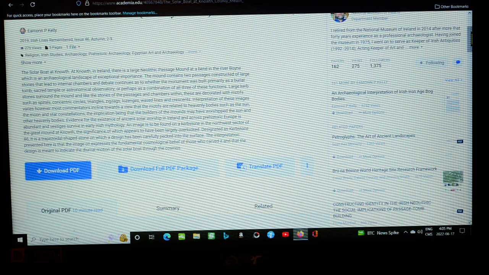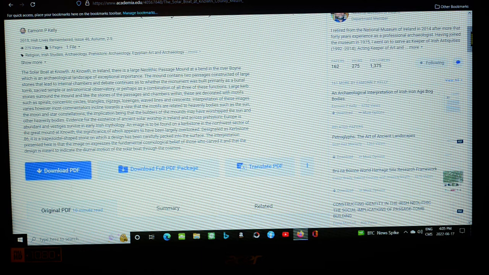expresses the fundamental cosmological belief of those who carved it, and that the design is meant to indicate the diurnal motion of the solar boat through the cosmos. So Eamonn P. Kelly is identifying this particular carving or carvings as essentially depicting the solar boat. So let's talk about the solar boat.